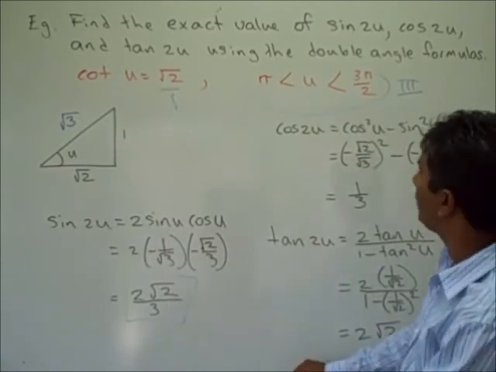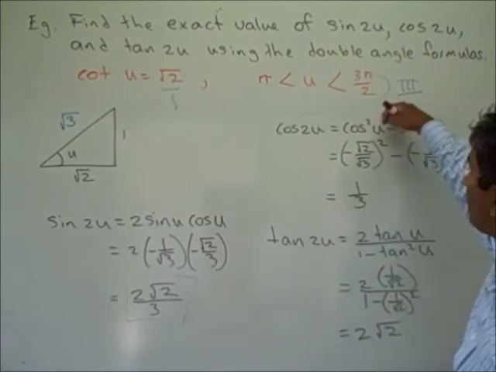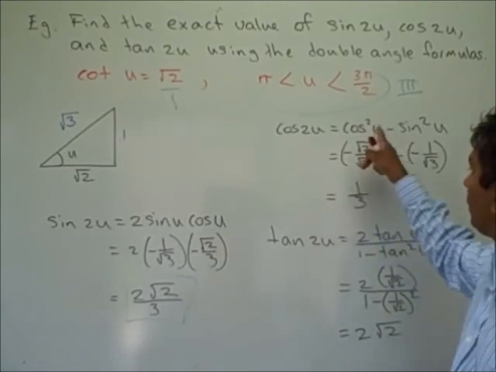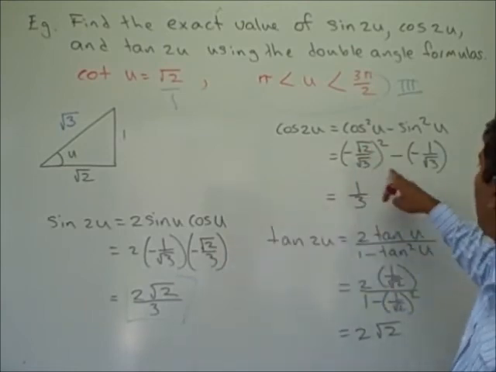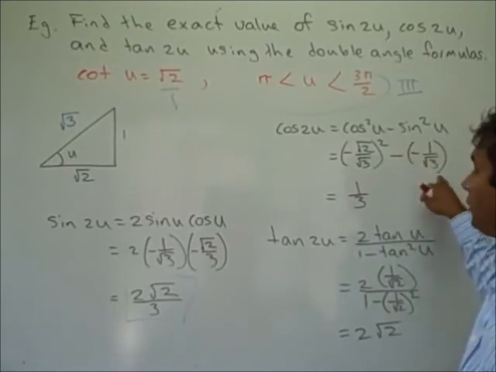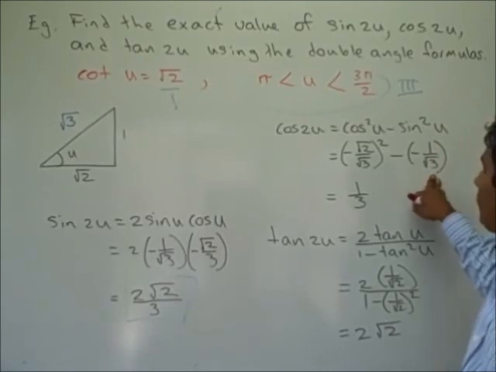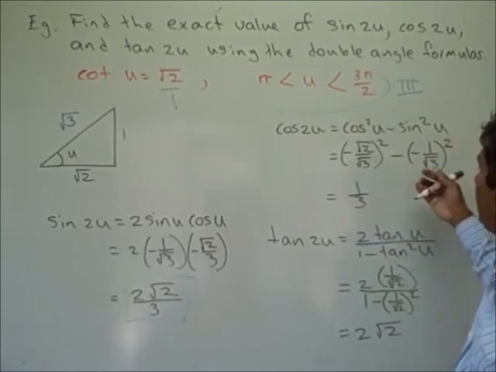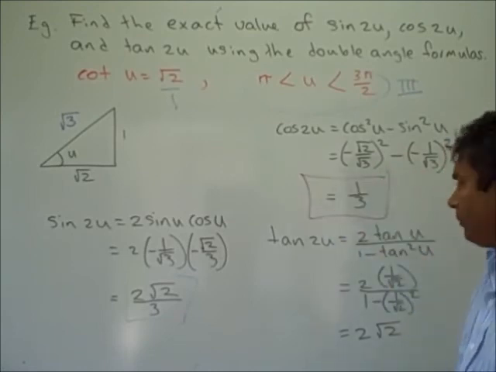Now we can proceed to find the cosine of 2u, which is equal to cosine squared u minus sine squared u. We already established that the cosine of u is equal to negative square root of 2 over 3, and that the sine of u is equal to negative 1 over the square root of 3. So if we square these and subtract them, we get 1/3.